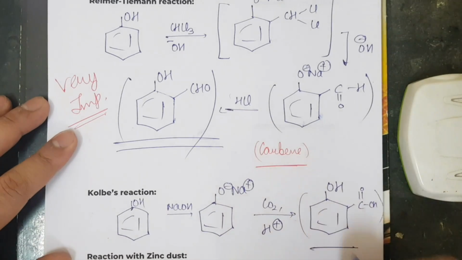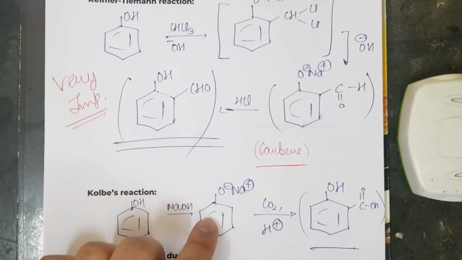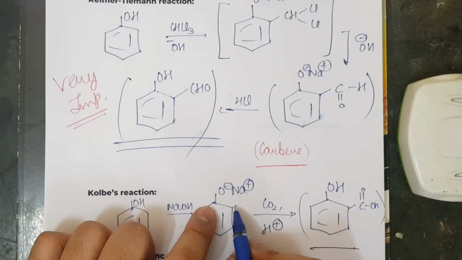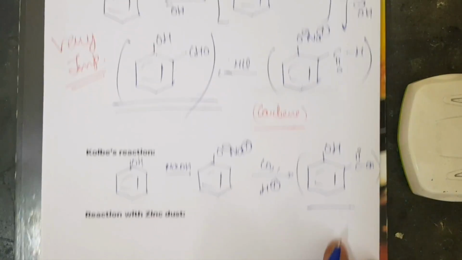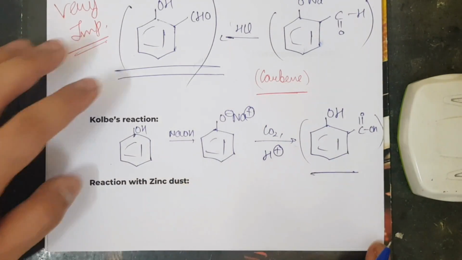Reaction mechanism is very simple. What actually happens is that you draw the resonance structure. When the negative charge comes here, it goes and attacks this carbon, giving the formation of this compound. We also have the reaction with zinc dust.